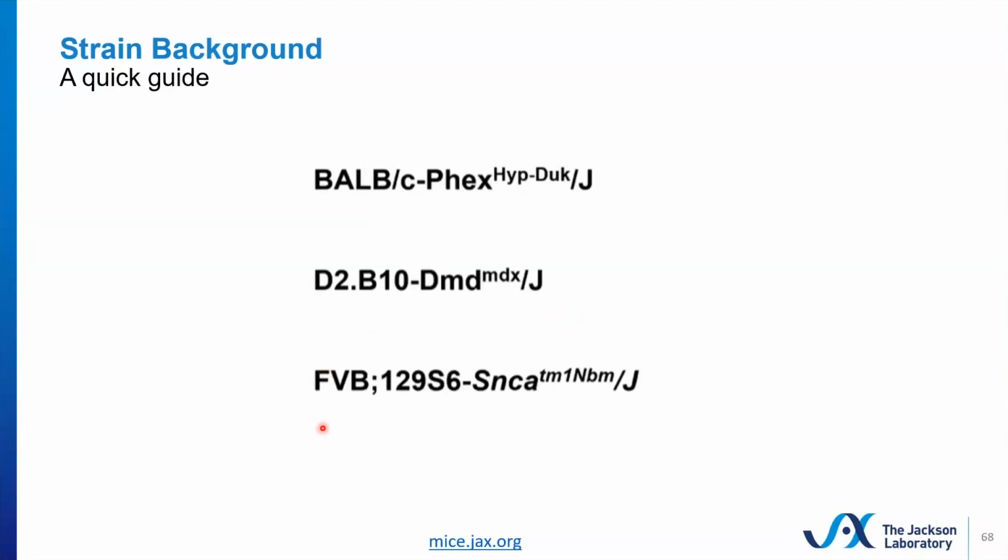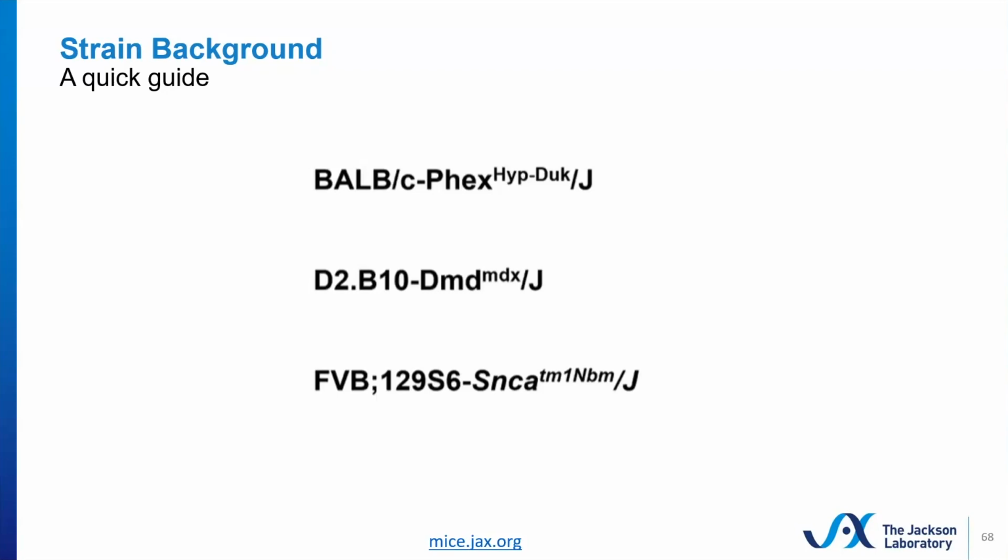In our third example, we see a semicolon, which indicates that the strain is a mix between FEB and 129S6. The gene of interest is SNCA, and we see that this was a targeted mutation due to CMTM. The serial number we see for this strain is 1, which indicates it's the first targeted mutation for SNCA that was done. The lab code was NBM and indicates who did this targeted mutation. And J indicates the lab currently maintaining the strain, which in this case is the Jackson laboratory.